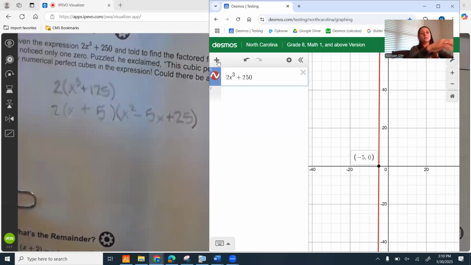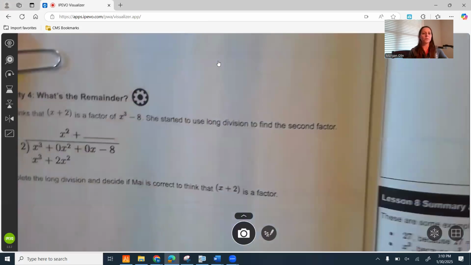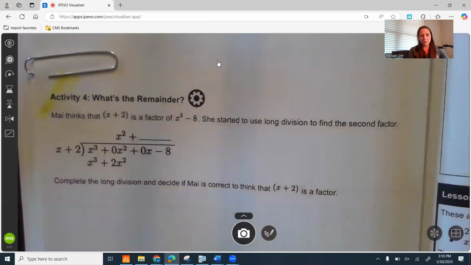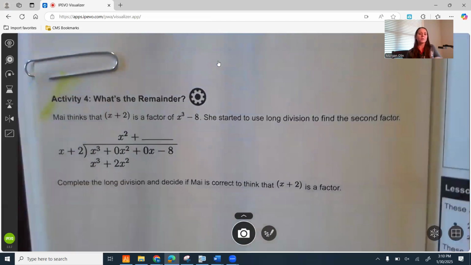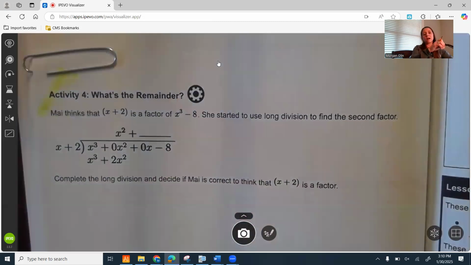All right, and let's go to number 4 down here, same page down here on the bottom. What's the remainder? Okay, May thinks that x plus 2 is a factor of x cubed minus 8. She started using long division to find the second factor. Complete the long division, decide if May is correct. Is x plus 2 a factor?